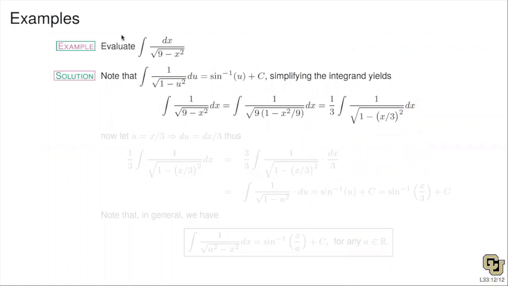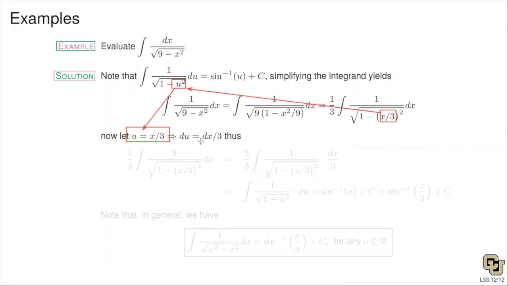So this is all just algebra. We haven't done anything fancy. Factor out a 9, break up the root. Square root of 9 is 3, so that's where the 1/3 comes from. And here's the square root of 1 minus x squared over 9, which I write as x over 3 squared. So now we use the substitution, let u equal x over 3. I want this x over 3 to be a single symbol, so I'm going to call it u.